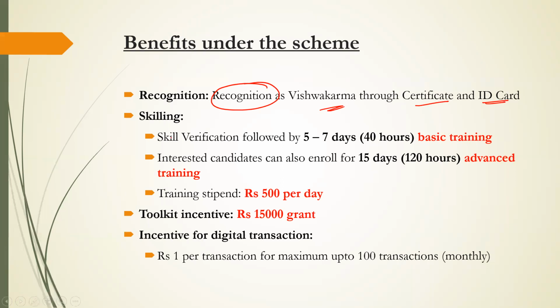Second is the skilling component. Here both basic training as well as advanced training are available. At the same time, there is a training stipend, and if you want to buy any tool, a grant is also provided. So basic training, advanced training, a training stipend, and grants for tools are all available.